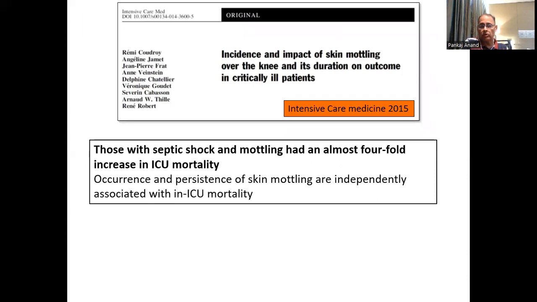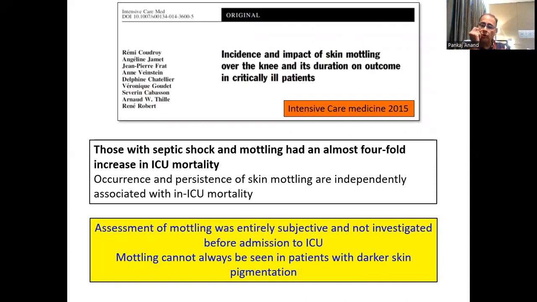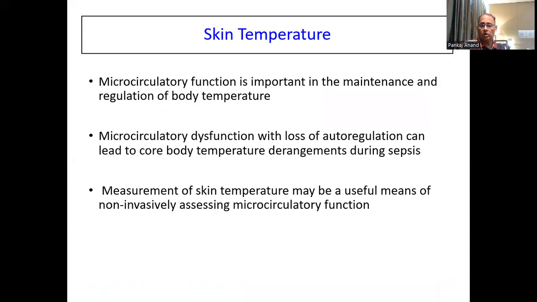This is a very important paper published in Intensive Care Medicine in 2015, where they showed that those with septic shock along with mottling had an almost 4 times increased chance of dying in the ICU. But the problem with mottling is that the assessment is almost subjective. So what I call mottling, you might not find to be mottling. So that is one issue. And secondly, especially in our Asian population, especially the Indian population with darker skin, it is many a time very difficult to assess the mottling.